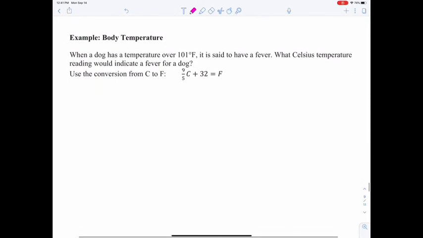Okay. Example, body temperature. When a dog has a temperature over 101 degrees Fahrenheit, it is said to have a fever. What Celsius temperature reading would indicate a fever for a dog? Okay. All right, so again, here we could say just the temperature of the dog is greater than 101 degrees Fahrenheit. So that temperature has to be greater than, so we have this equation here for Fahrenheit.